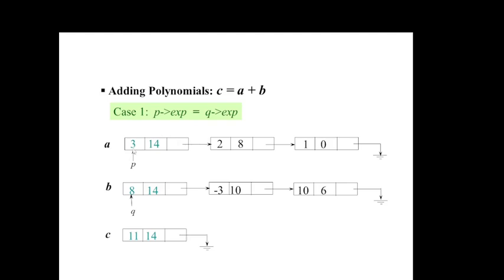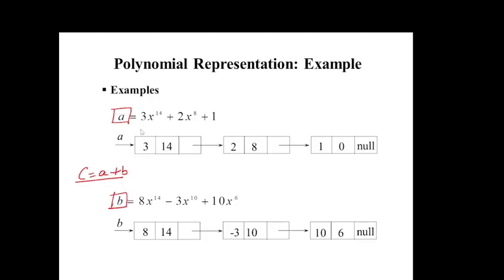this one. So when you add, the pointer p's exponent part, you can only add two terms, in this case 3x to the power 14, and in this case 8x to the power 14. Here the exponent parts are matching up. That means 14 here, and here also 14.